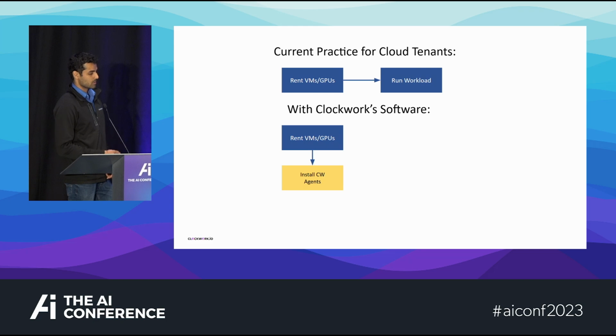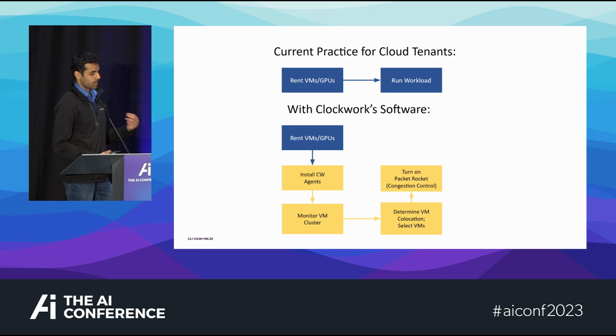First, you rent the VMs. Then you install the Clockwork agents on your VMs. This enables you to monitor the VM cluster, getting all of the different kinds of measurements that we just talked about before. Next, you can determine VM colocation and select VMs specifically to avoid colocation. As we'll see in a second, this has significant performance implications and can actually improve the training throughput. Finally, we can turn on Packet Rocket, and this provides the congestion control needed to further optimize the workload, giving even more performance improvement. And finally, as you would before, you'll go ahead and run your workload.